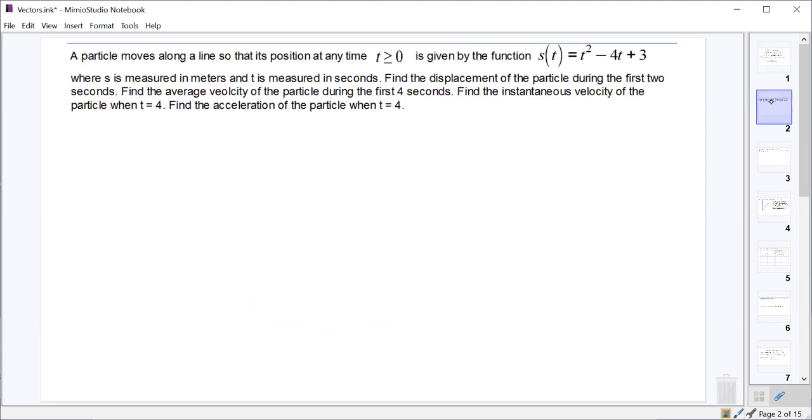So we've got a particle that is moving along a line. Its position at any time t greater than or equal to 0 is given by that position function, s equals t squared minus 4t plus 3. We're going to say s is in meters and t is in seconds. We want to find the displacement of the particle during the first 2 seconds. So first off, the displacement. What is the difference between displacement and distance traveled?